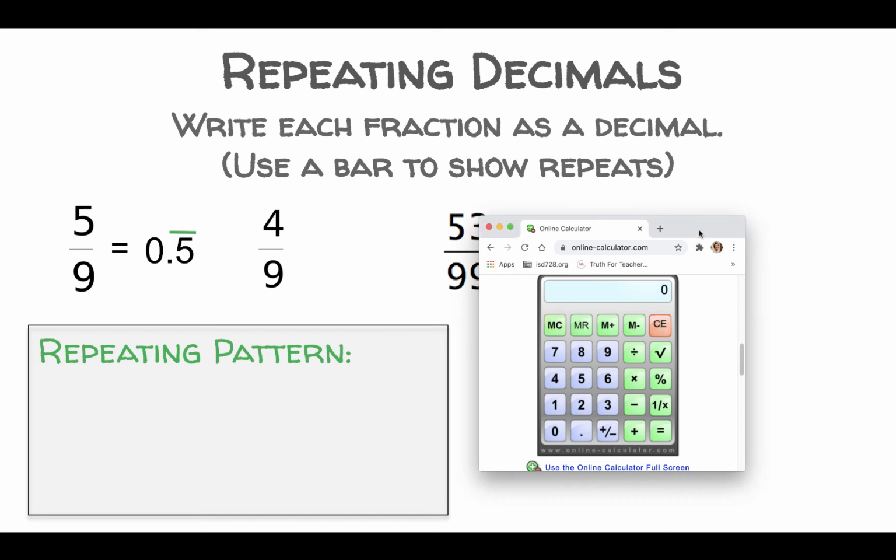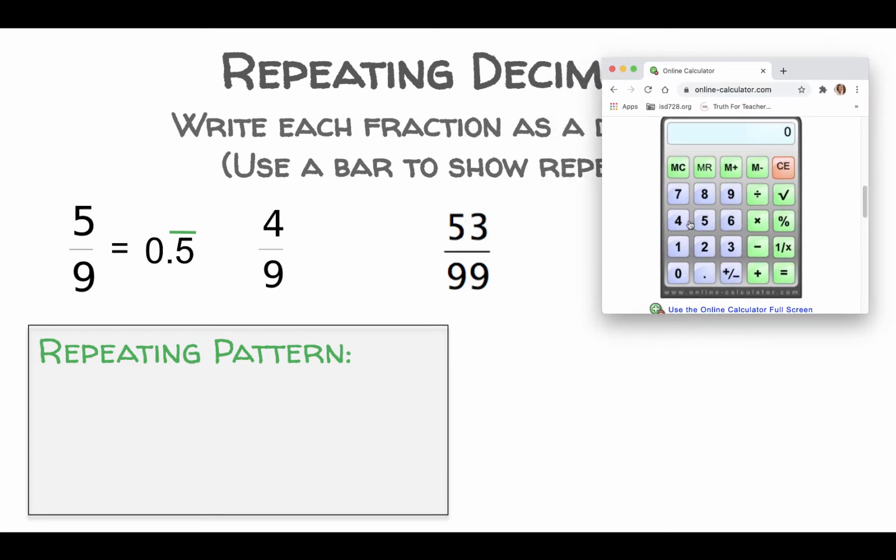Go ahead and change 4/9 to a decimal. 4 divided by 9. 0.44444. This 4 is going to repeat forever. So to show that the 4 repeats forever, we put a notation bar over the digit.